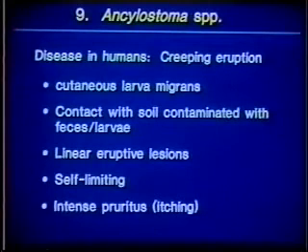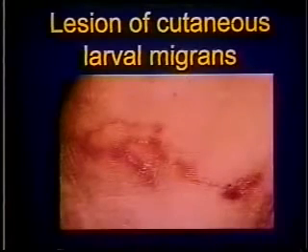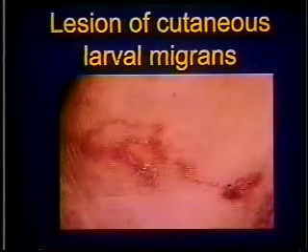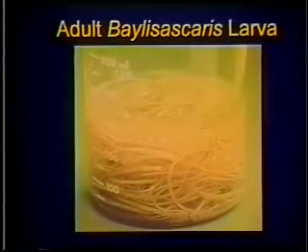Then another worm of dogs, the Ancylostoma, also may cause what is called a creeping eruption, the cutaneous larval migrans, and this is a result of contact with contaminated soil, feces, and others, resulting in the larva penetrating the skin, as is shown in this slide. There is very intense itching, not life-threatening to be sure, but a very uncomfortable situation.